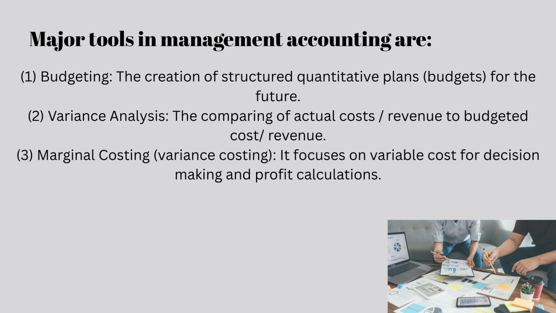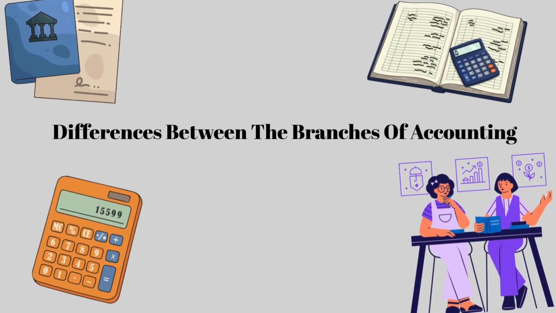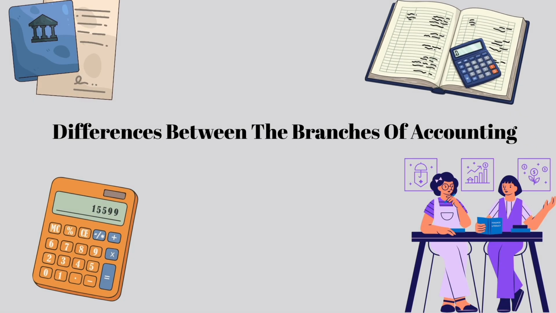So those are the three major tools we'll be discussing in this class. So now I would like to draw out the major difference between all three branches of accounting. So let's begin. One, financial accounting. Financial accounting is more focused on the external users of financial information.